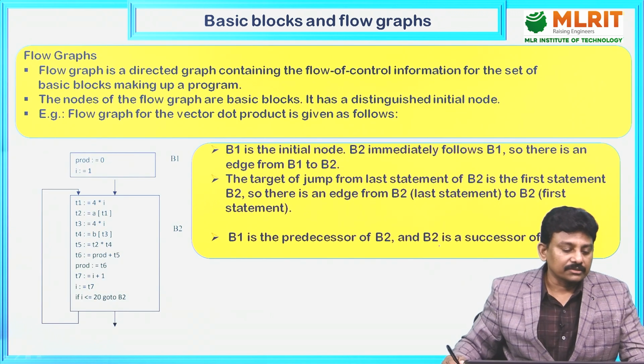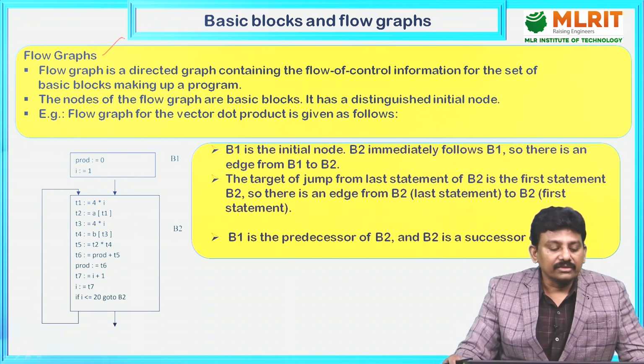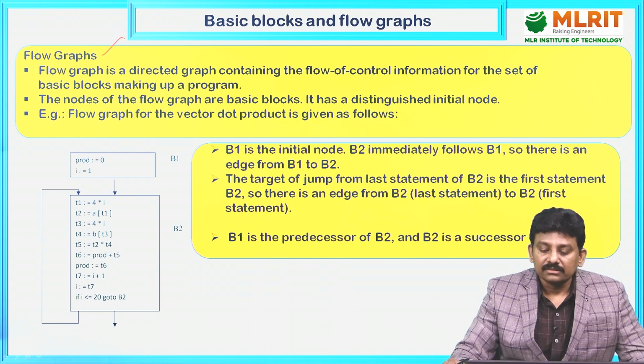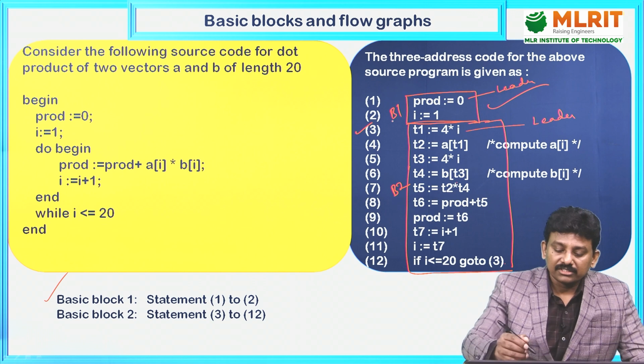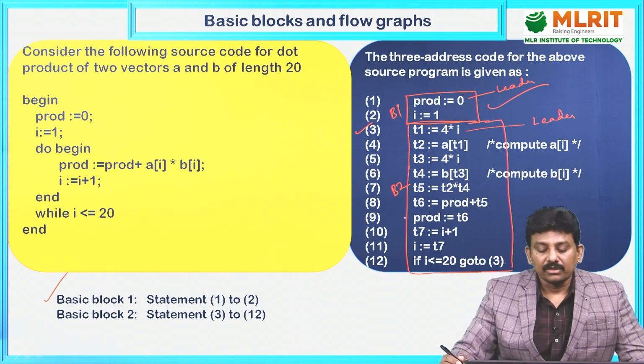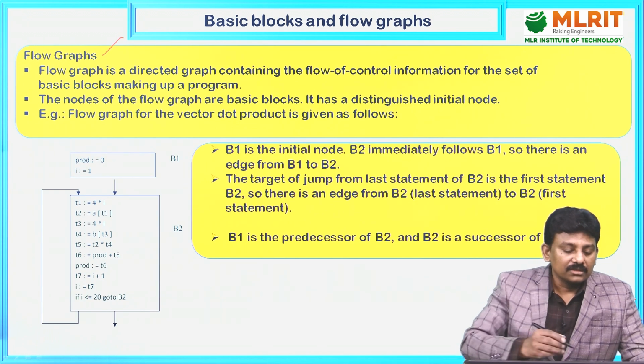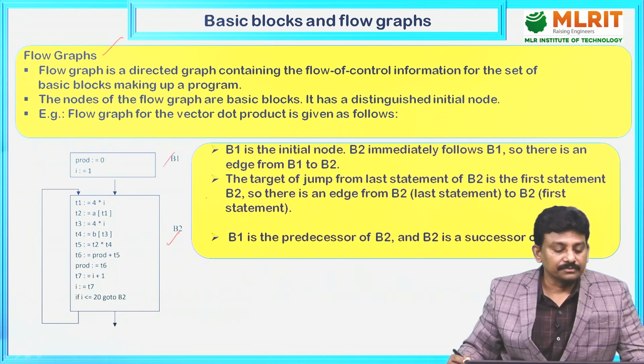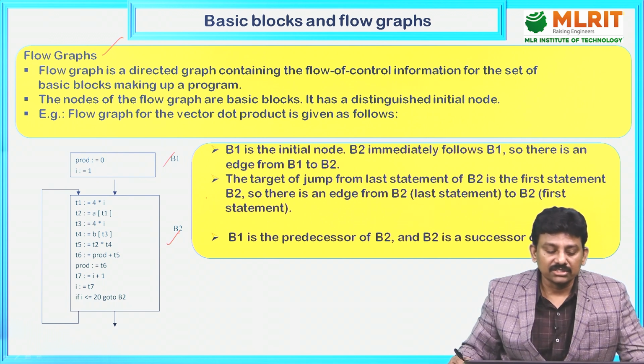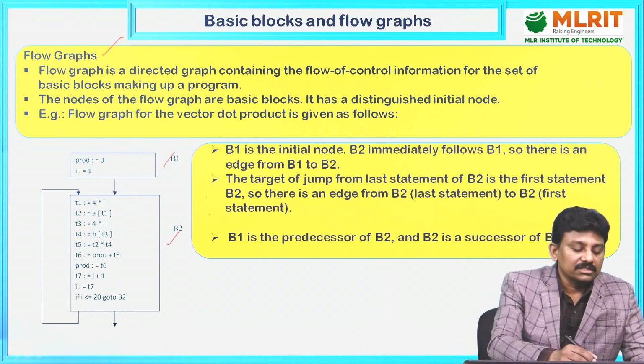Next, flow graphs. A flow graph is a directed graph containing the flow of control information for the set of basic blocks making up a program. Here the nodes of the flow graph are the basic blocks. So here B1 is a basic block, B2 is a basic block. These two, B1 and B2, are the nodes in the flow graph. The nodes of the flow graph are the basic blocks. It has a distinguished initial node. So this is the initial node.